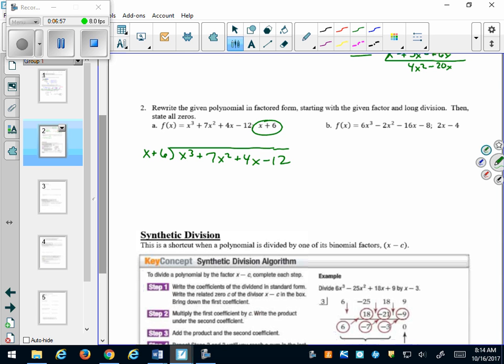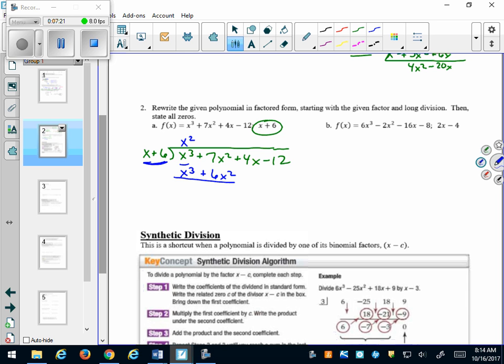First term into first term. That's what you're thinking. First term into first term, right? So x goes into x to the third, x squared times. Then when you multiply, you're going to put your result here. Remember to distribute through the whole divisor here. So we get x to the third plus 6x squared.